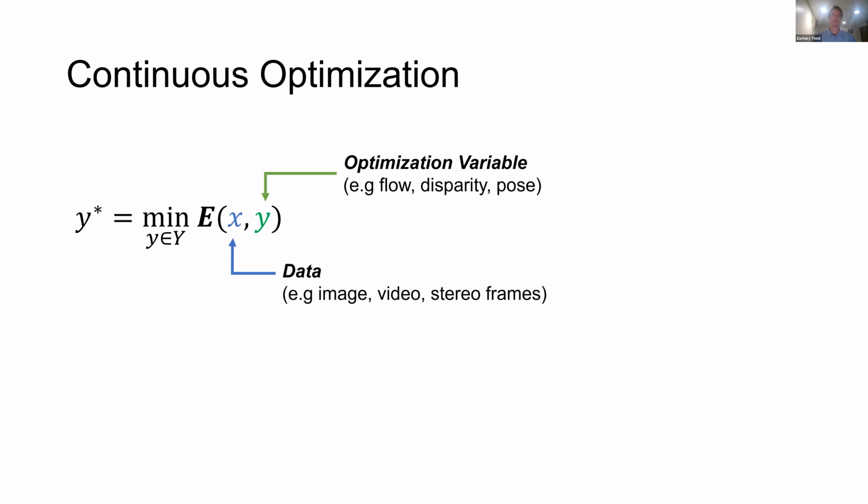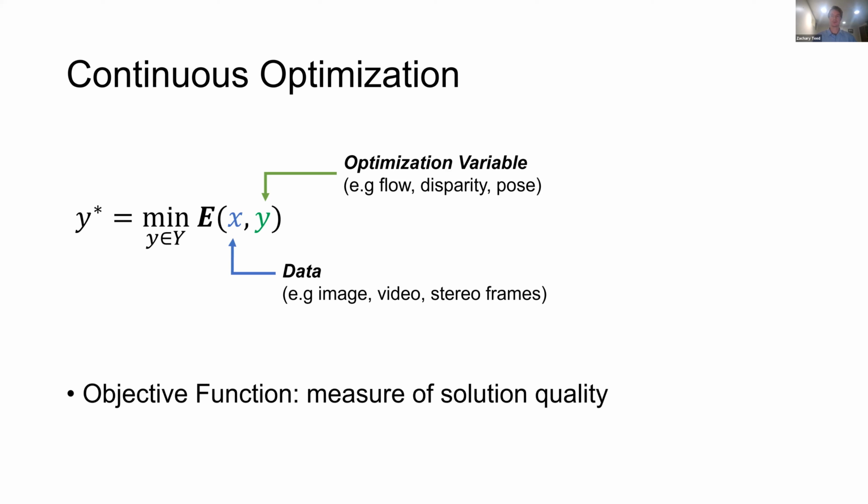These types of problems have traditionally been approached using continuous optimization. The optimization problem sets up an optimization variable, and in these cases, we're trying to estimate flow, depth, disparity, or camera pose. This is conditioned on the input data, such as an image, video, or stereo frames, for example. So what we first do is build an objective function, and this objective function gives us a measure of how good a particular solution is.